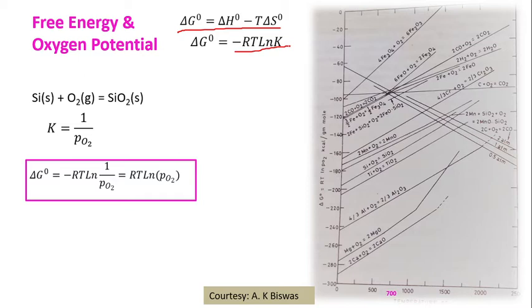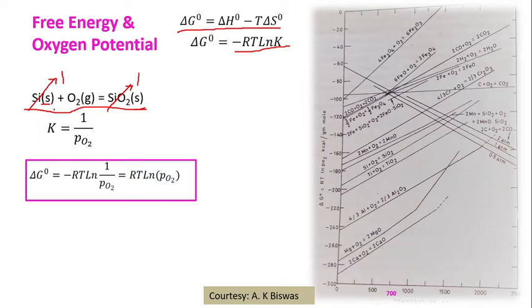Let's now come to our oxygen potential. Let's consider a reaction that is silicon plus oxygen gives rise to SiO2. Silicon is in the solid state, oxygen is gaseous, and SiO2 is also in the solid state. In this case, K will be the activity of products divided by the activity of reactants. As we know, the condensed phases, that means the solid state SiO2 and Si, can be taken as pure form. So the final K value will be 1 by the partial pressure of O2.